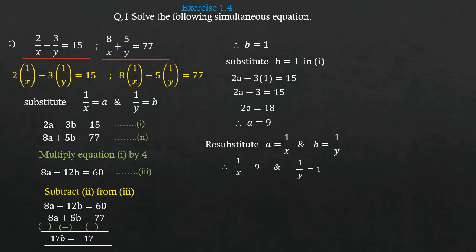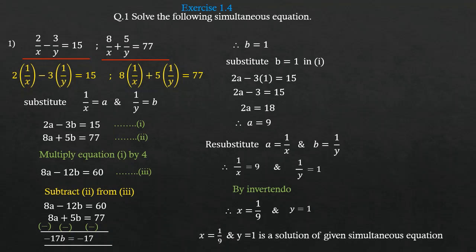So after this, you can use cross multiplication, or you can use a concept which we discussed in 9th standard, that is invertendo. So 1 upon x ka ulta ho jayega x, or 9 ka ulta ho jayega 1 upon 9. Similarly, 1 upon y ka ulta, ulta matlab invert ho jayega y, or 1 ka ulta ho jayega 1 only. So we are getting x ka value as 1 upon 9 and y ka value as 1, which is our solution of the given simultaneous equations.